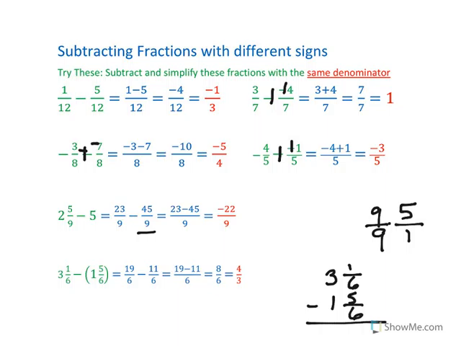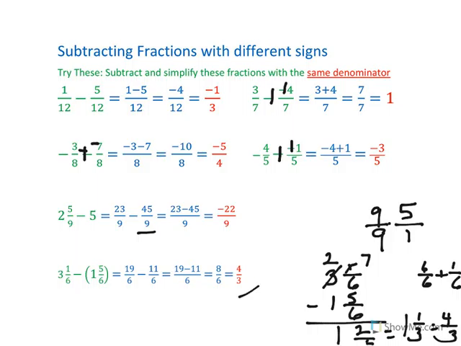You can't take 5/6 from 1/6, so you borrow. So we're going to take the 1, which is from the 3, and I'm going to call that 6 over 6, plus the 1 over 6 that I already had, and that becomes 7. So 7 minus 5 is 2/6. And 1 and 2/6 is the same thing as 1 and 1/3, which is 4/3. Same answer. All right, how'd you do?